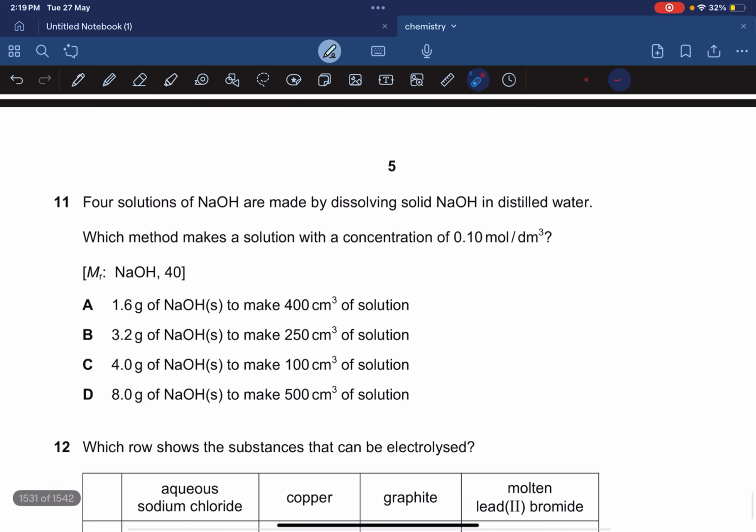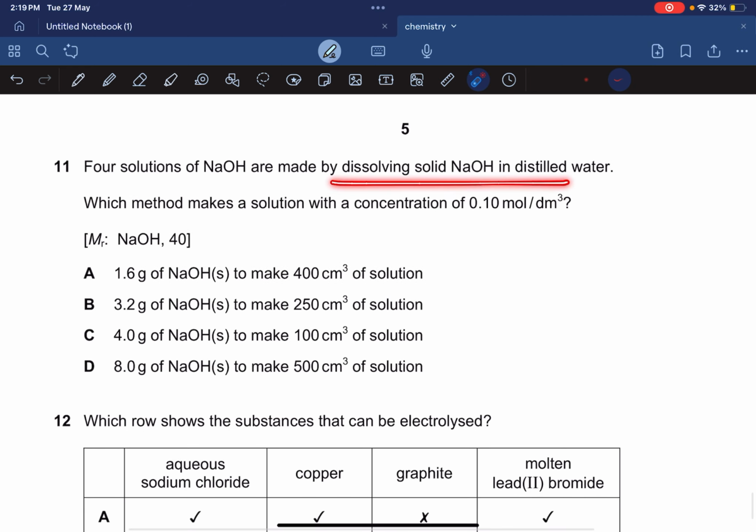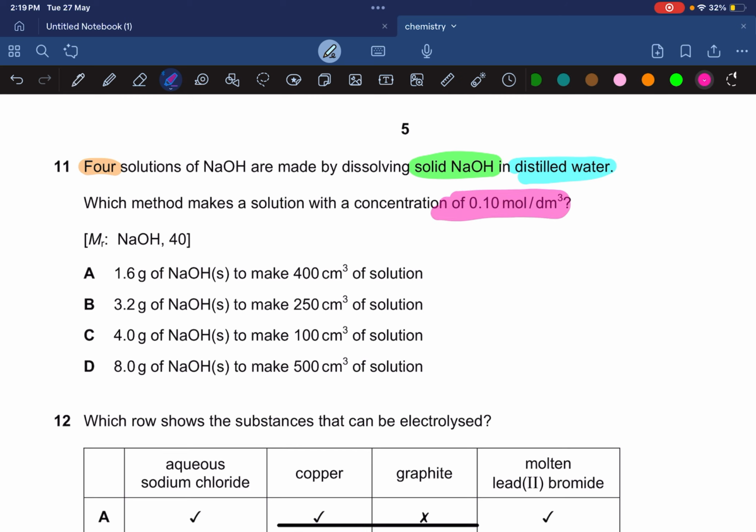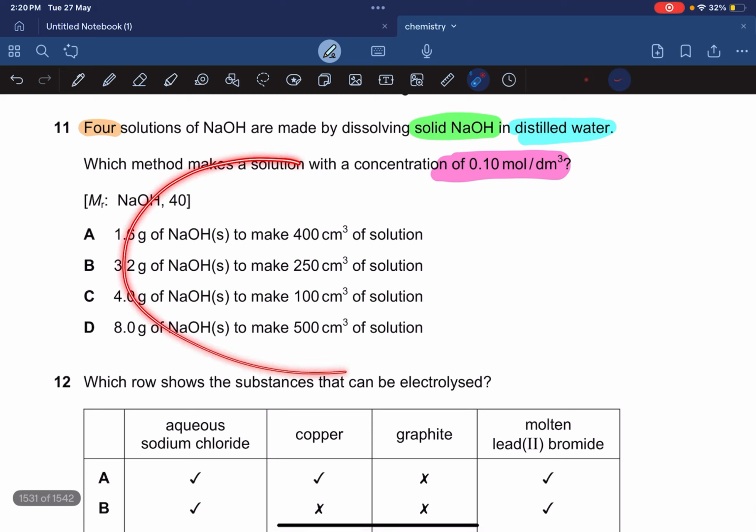Moving on to the next question, which says that 4 solutions of NaOH are made by dissolving solid NaOH in water. You have your solid NaOH and you are dissolving it in distilled water. Which method makes a solution with the concentration of 0.1 mole per dm cube? Now you are given the concentration that is your ideal concentration, and you have different things given and you have to figure out the concentration.